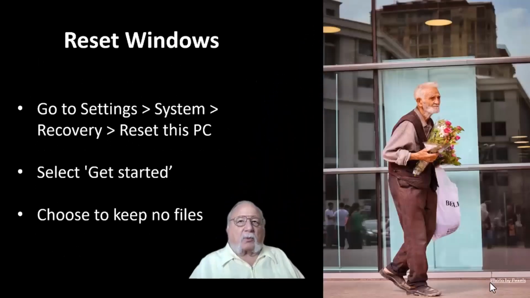Reset Windows. Go to Settings, System, Recovery, Reset this PC. Select Get Started. Choose to keep no files.